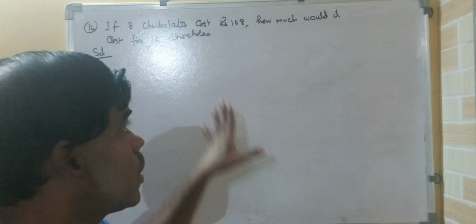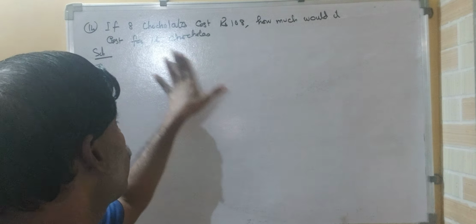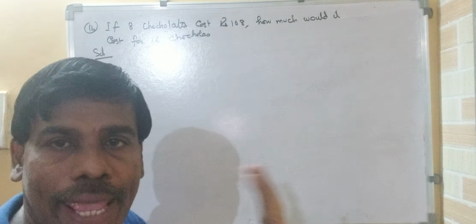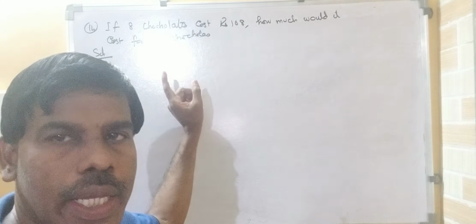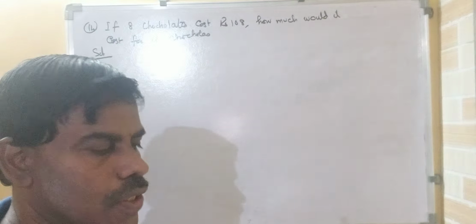Dear students, we will see some more problems related to ratio and proportion. One sum is given like this. If 8 chocolates cost rupees 108, how much would it cost for 13 chocolates? 8 chocolates cost 108 rupees. Now 13 chocolates means, will the total amount be more or less? Yes. So as the number of chocolates increases, the amount also will increase. So it is called direct proportion.